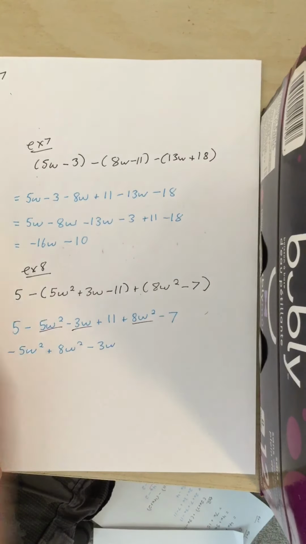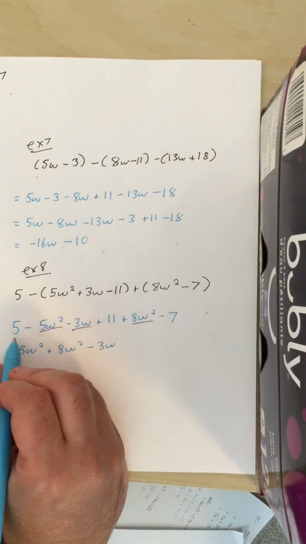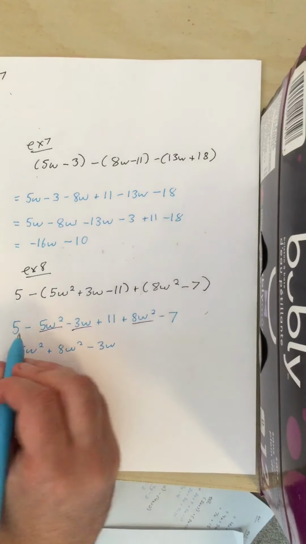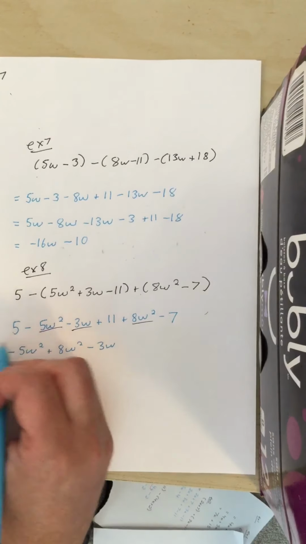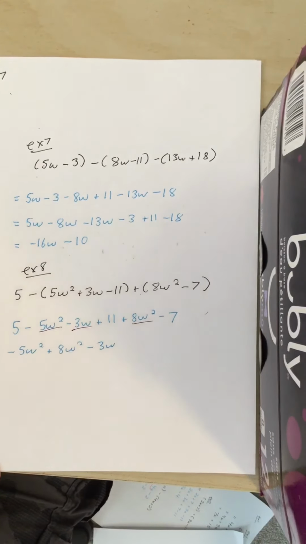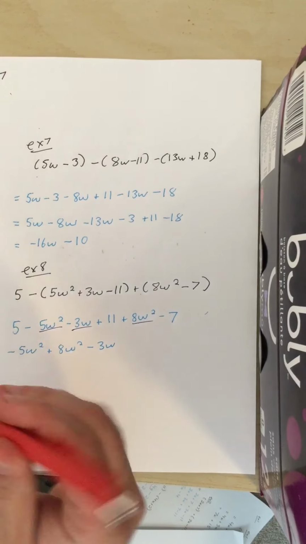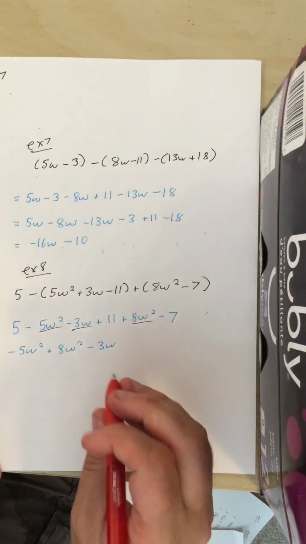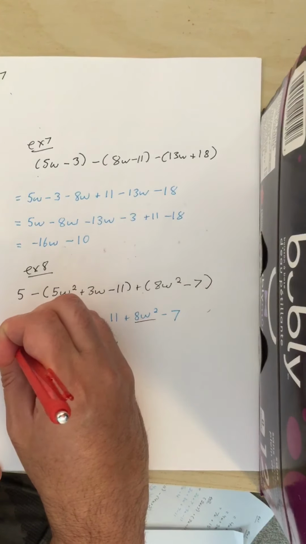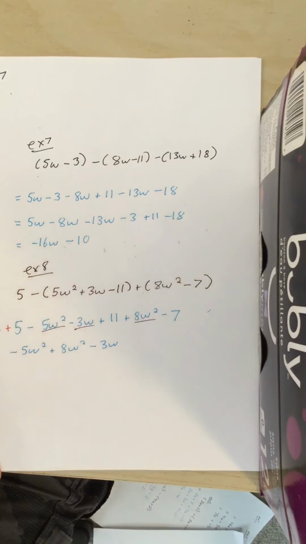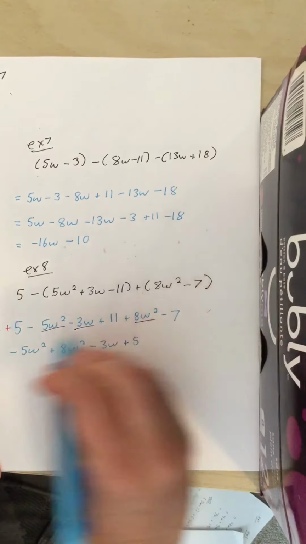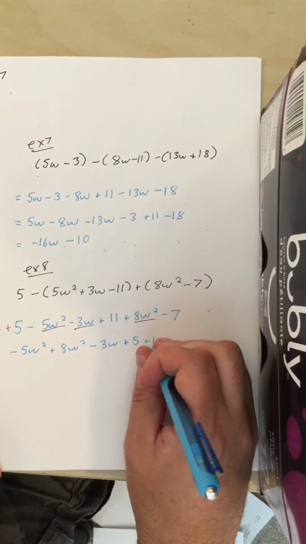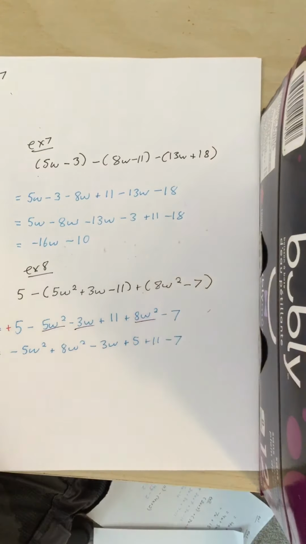So that's gone. Now this 5, you have to remember, when we drag it, that negative doesn't go with it. That negative went with the 5w squared. The 5 drags whatever's in front of it, and what's in front of it is an invisible plus. Right, so you don't see it, because it's invisible. But there's an invisible plus in front of that 5. So when we move the 5 over to there, it becomes plus 5, plus 11, minus 7.